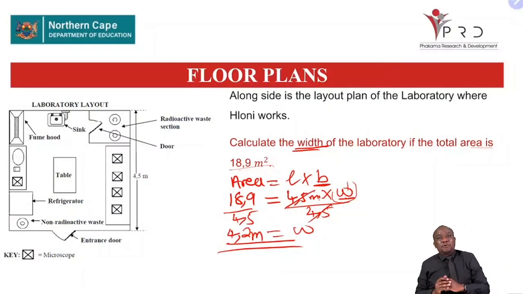Right? So this is 4,2 meters. The width is 4,2 meters. If you say 4,2 times 4,5, you'll get 18,9 square meters. Okay? All right.